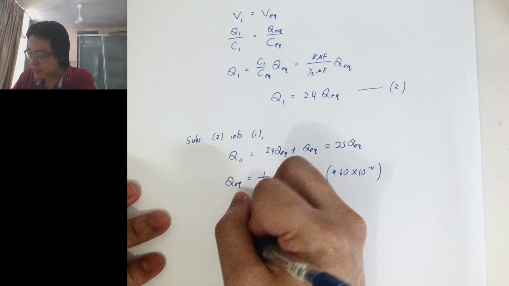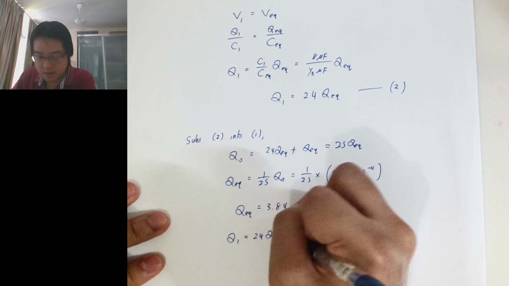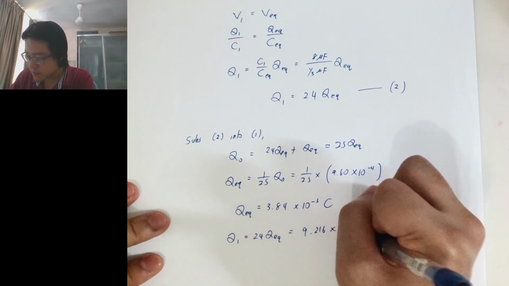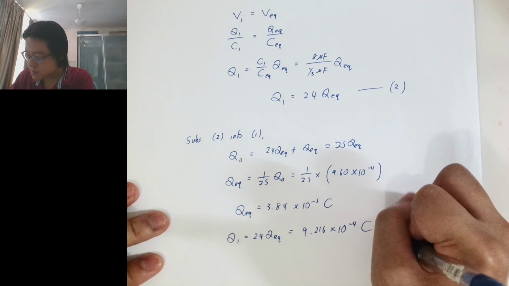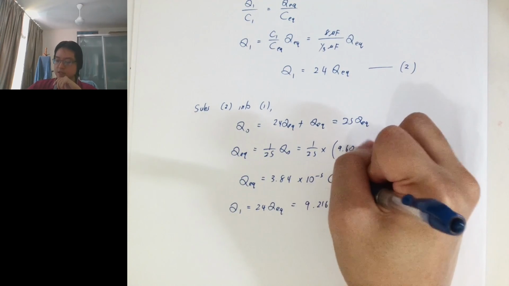And then finally I can get the Q1 as well, which is just 24 times Q equivalent, and it is 9.216 times 10 to the minus 4 coulombs. Okay, so this is how we get the final charge of the system. So yeah, we have found the final charges.